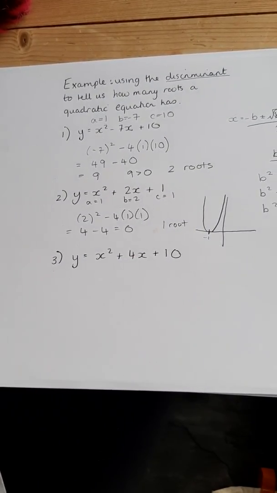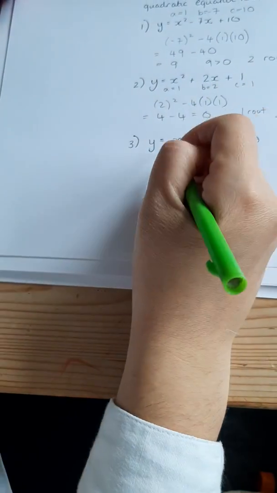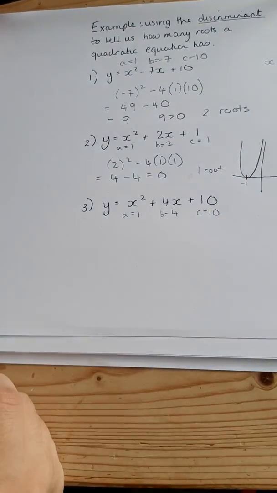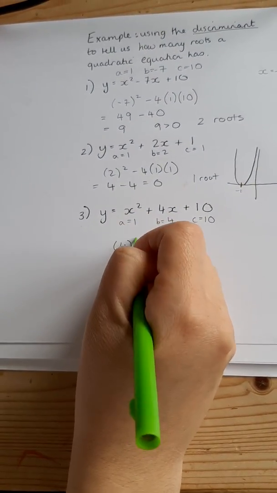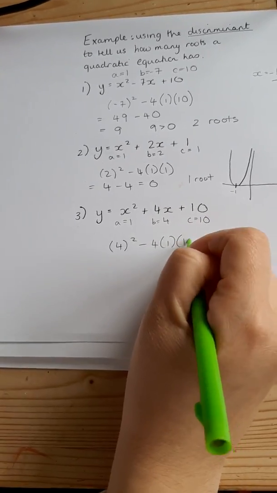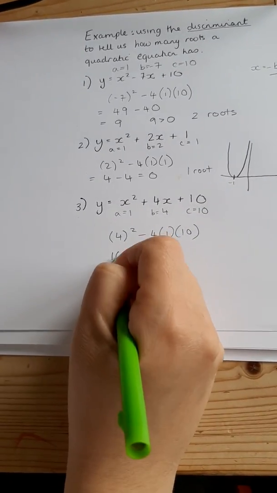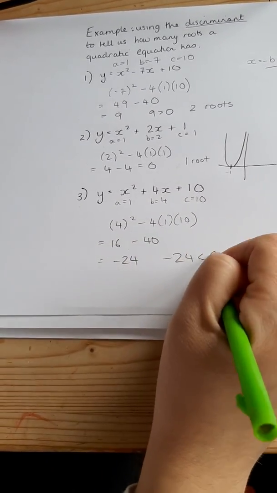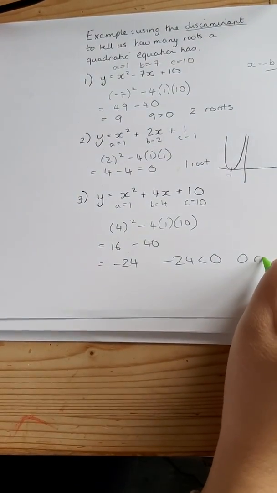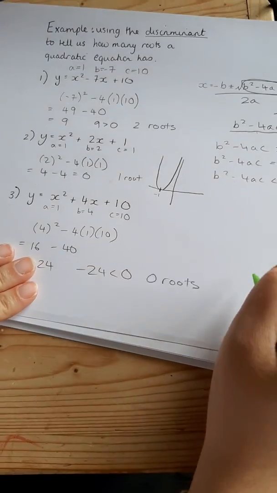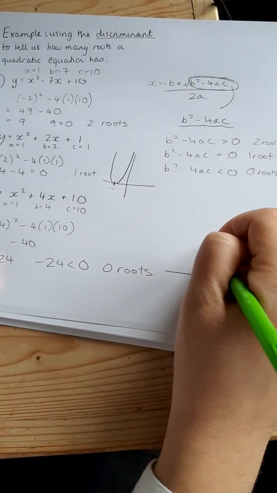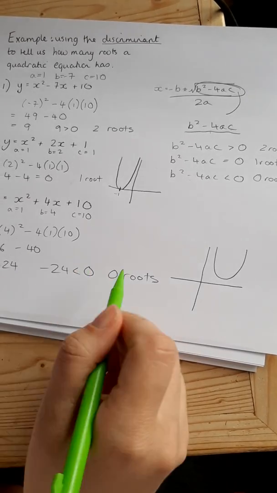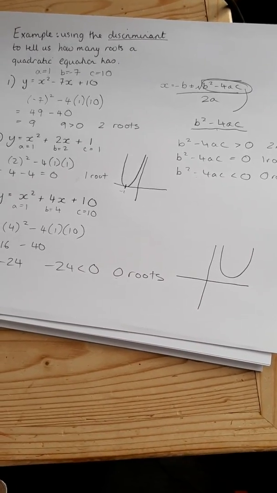Now the next one, number 3, let's have a look here. So we've got a is equal to 1, b is equal to 4, and c is equal to 10. We've got 4 squared minus 4 times 1 times 10. So that would be 16 minus 40, which would give me minus 24. Now obviously minus 24 is less than 0, so there would be 0 roots, which would mean if we drew that, your quadratic would kind of be hanging somewhere in the air, not crossing the x-axis anywhere. Okay, so 0 real roots at all. I hope that's all clear.